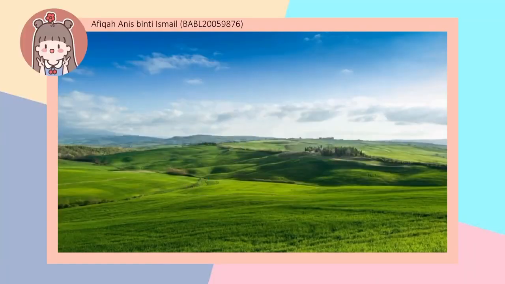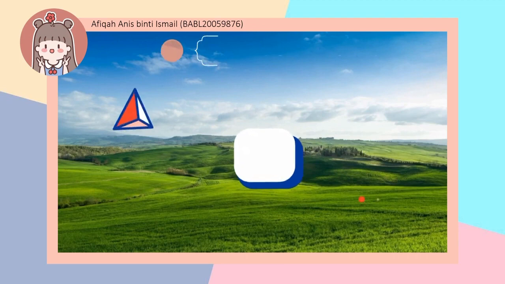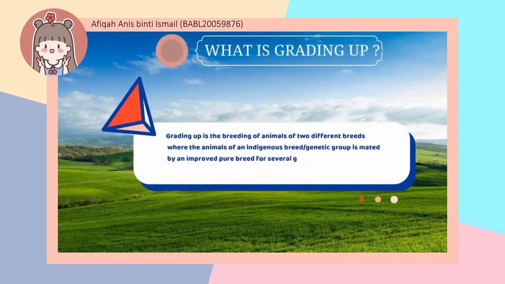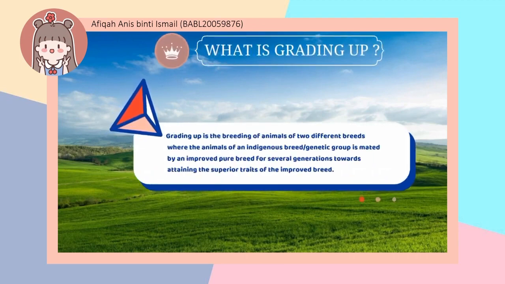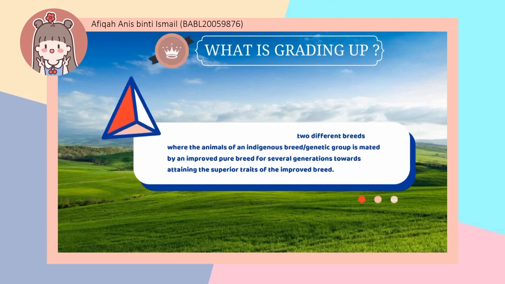Another breeding system is grading up. What is grading up? Grading up is the breeding of animals of two different breeds where the animals of an indigenous breed or genetic group are mated with an improved pure breed for several generations towards attaining the superior traits of the improved breed.